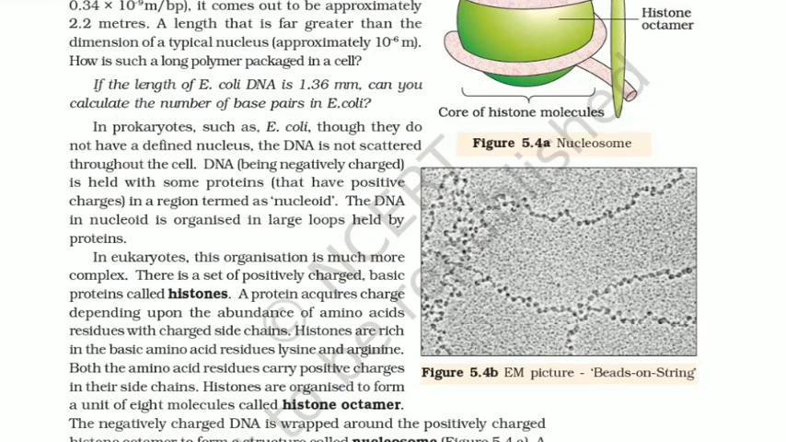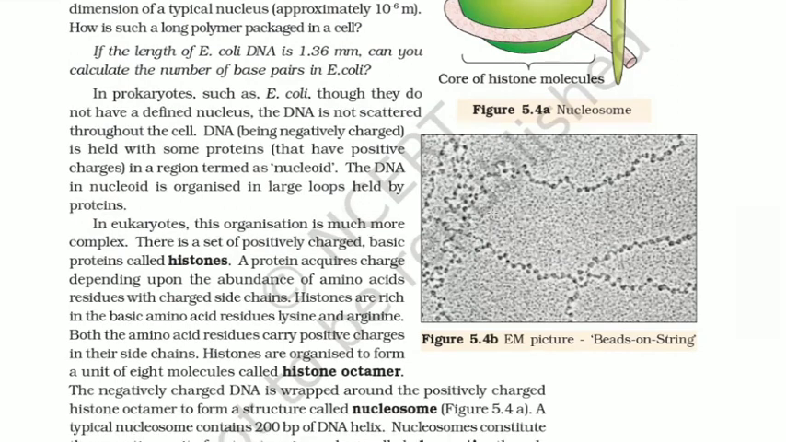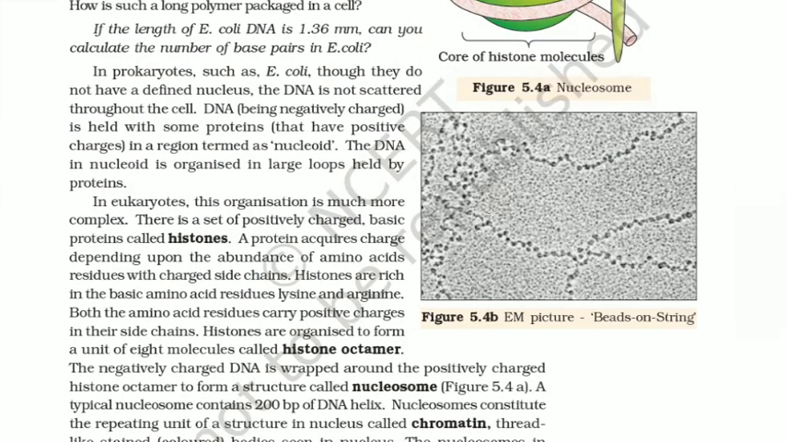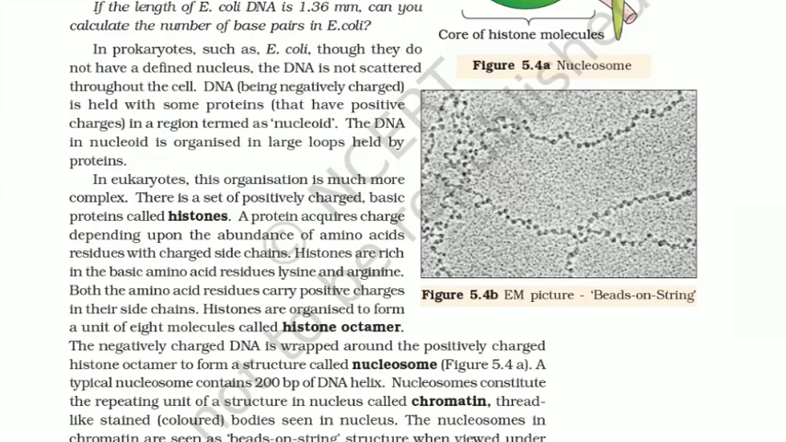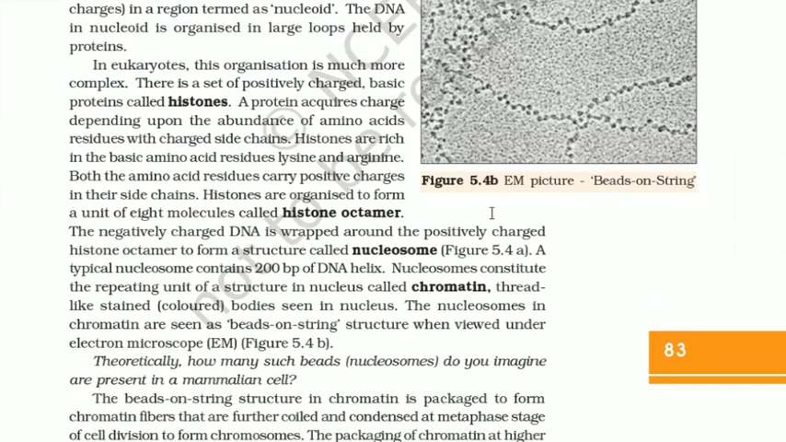In prokaryotes such as E. coli, though they do not have a defined nucleus, the DNA is not scattered throughout the cell. DNA, being negatively charged, is held with some proteins that have positive charges in a region termed the nucleoid. The DNA in the nucleoid is organized in large loops held by proteins. In eukaryotes, this organization is much more complex.